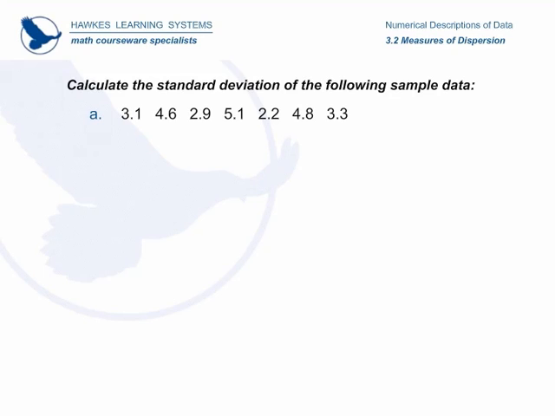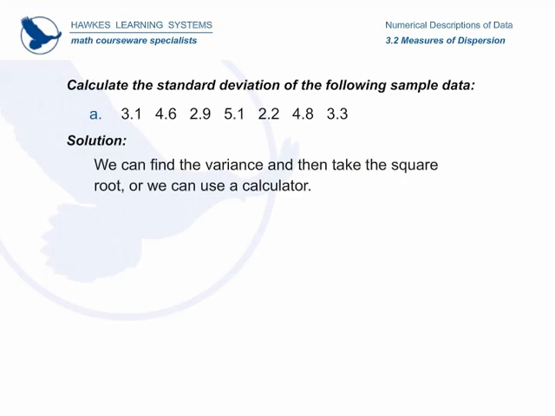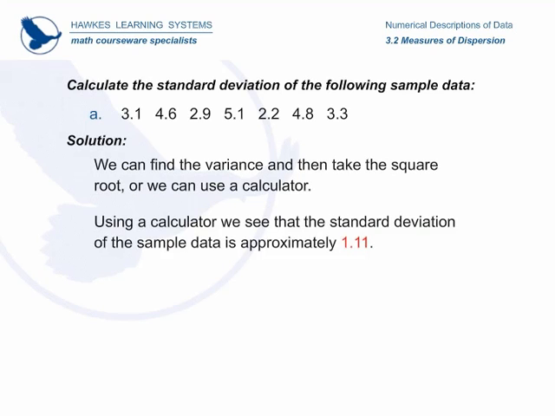So let's take a look at an example. Calculate the standard deviation of the following sample data: 3.1, 4.6, 2.9, 5.1, 2.2, 4.8, and 3.3. For a solution, we can find the variance and then take the square root, or we can use a calculator. Using a calculator, we see that the standard deviation of the sample data is approximately 1.11.